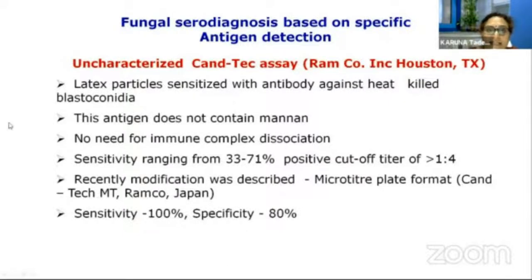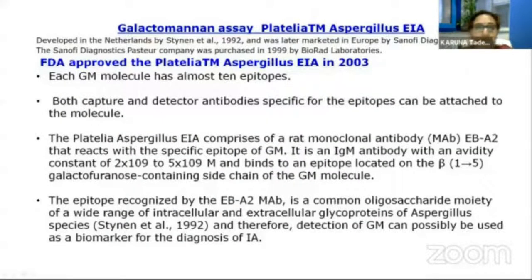technique is the CandTec assay. Latex particles sensitized with antibody against heat-killed blastoconidia. This antigen does not contain mannan, and there is no need for immune complex dissociation, which was required in the case of mannan. Sensitivity ranges from 33% to 71%. And recently a modification was described, and a microtiter plate form has been available. Sensitivity 100%, specificity 80%.